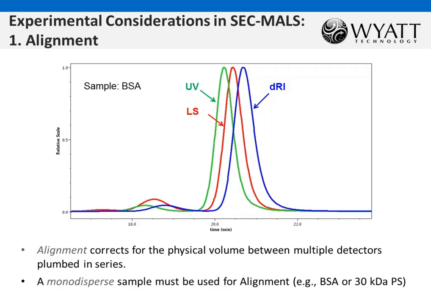We do need to use a monodisperse sample to perform alignment to account for the different detector sensitivities of the light scattering and the concentration detectors. For example, bovine serum albumin or a low molecular weight monodisperse polystyrene standard.